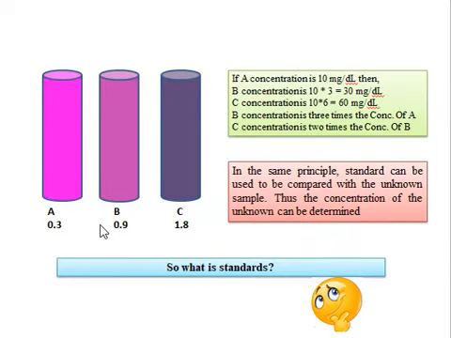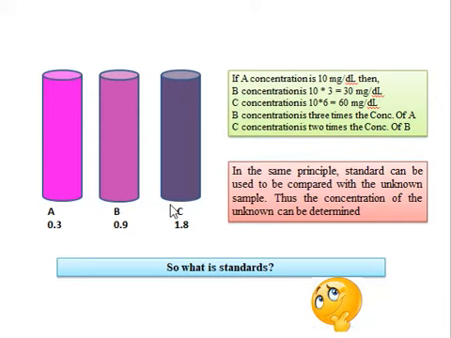Actually, to understand the definition of a standard, let's explain this example. Suppose we have three tubes containing three different concentrations of a solution. The concentration is indicated by the color intensity of the solution. So A solution has the lowest concentration, B higher concentration, and the C solution has the highest concentration.